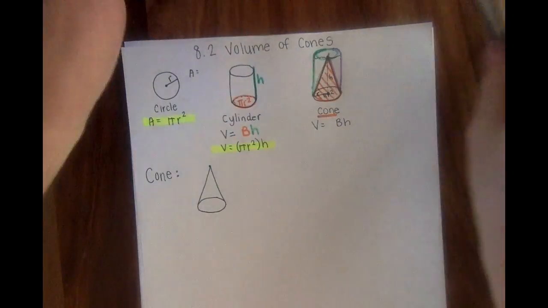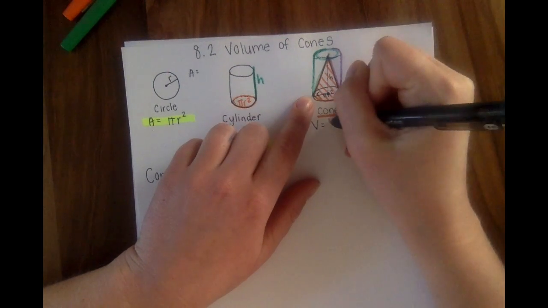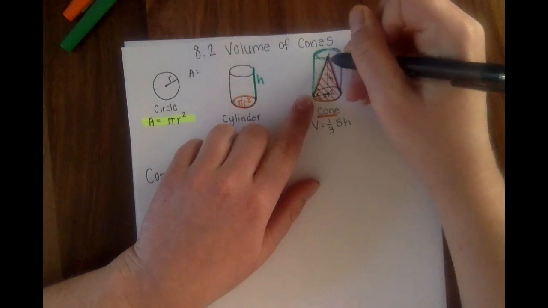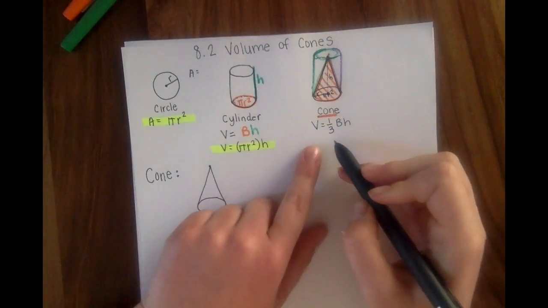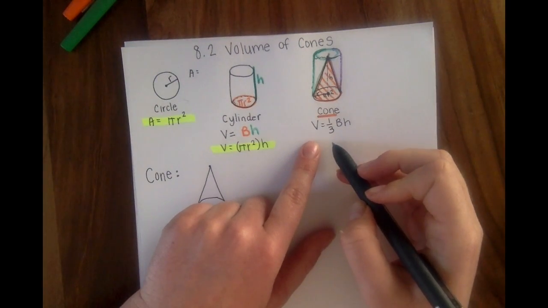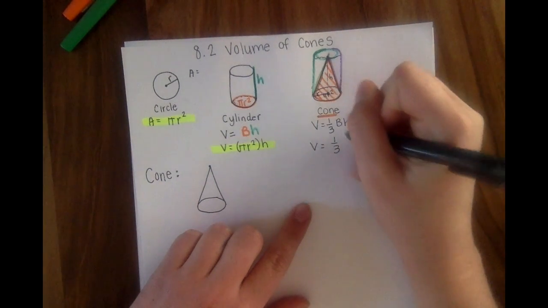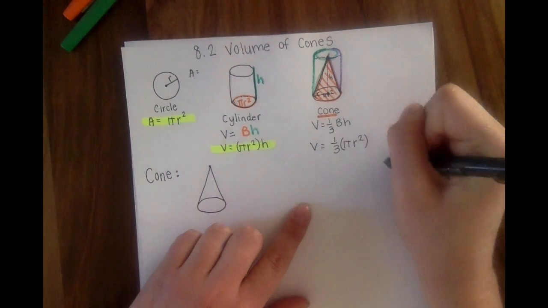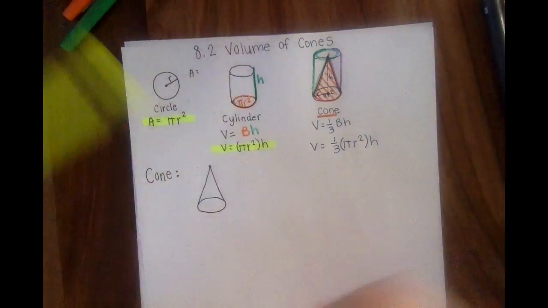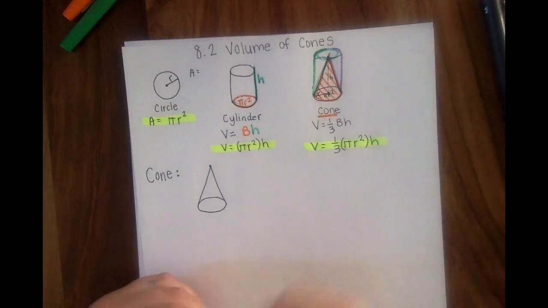Well, to find the volume of the cone, since there's 3 equal cones inside, I just want to take 1/3. I just want to know, what is 1/3 of that cylinder? So this is your formula for the volume of a cone: your volume will equal 1/3 times base, which is pi r squared, because that's your circle, times your height. So there's your formula. So now it's all about using this formula when I have a cone to plug in.